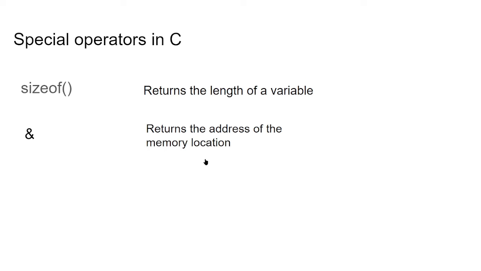There are mainly three special operators in C language. Namely, the sizeof operator, which returns the length of the variable or the memory location. Then this ampersand symbol, in terms of programming, is read as the address of operator, and it returns the address of the memory location. This asterisk symbol, in general, is called an asterisk, and in context with the pointer it is always read as value at, and this is the pointer to a variable.